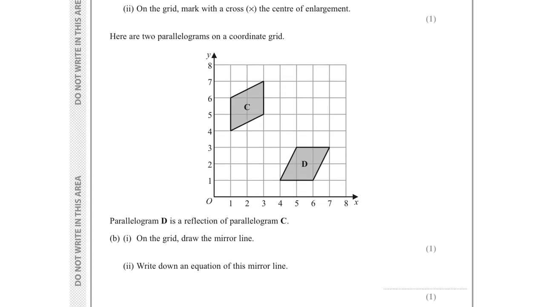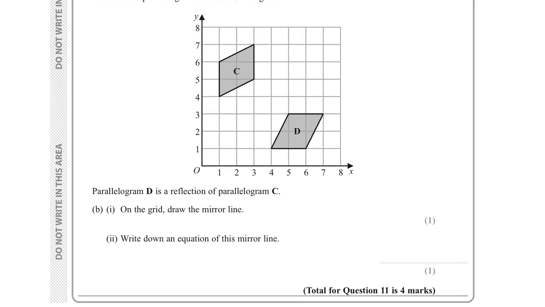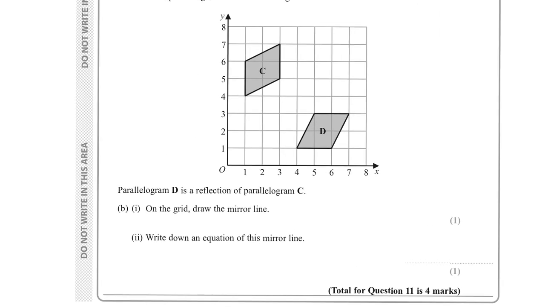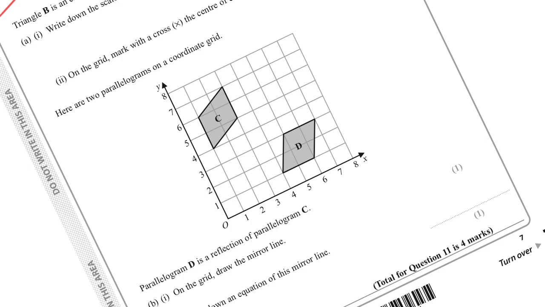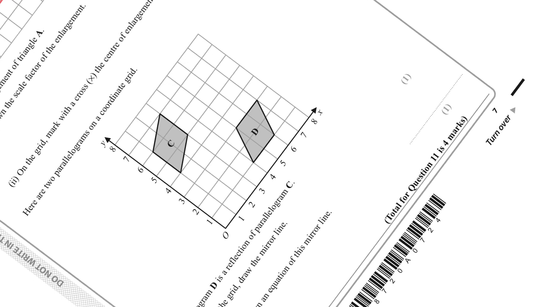Alright. Okay, we've got 2 parallelograms on the grid, and we've got to draw the mirror line. Now, this one's a little bit tricky, I would say. What I'm actually doing here, and what I would actually recommend you did if you had this in the exam, is turn it round. Because I feel like I can see this diagonal here going all the way through. That's where it looks to me that it's mirroring.